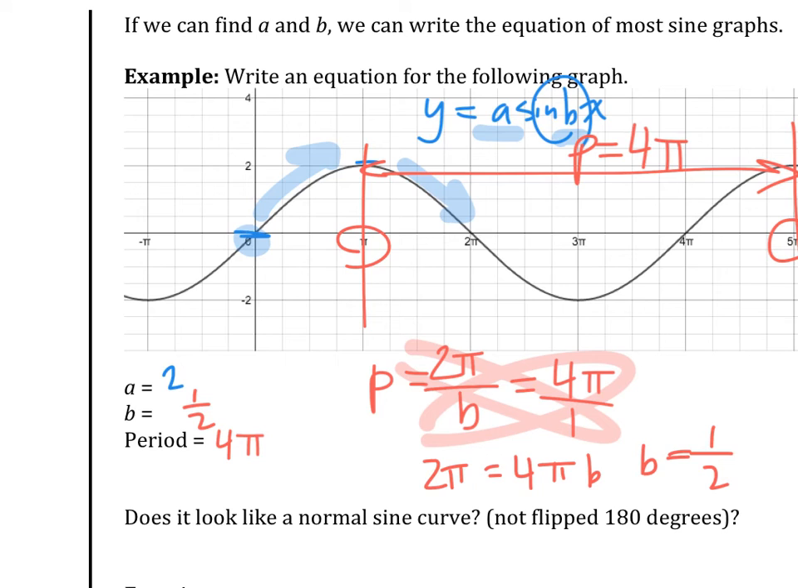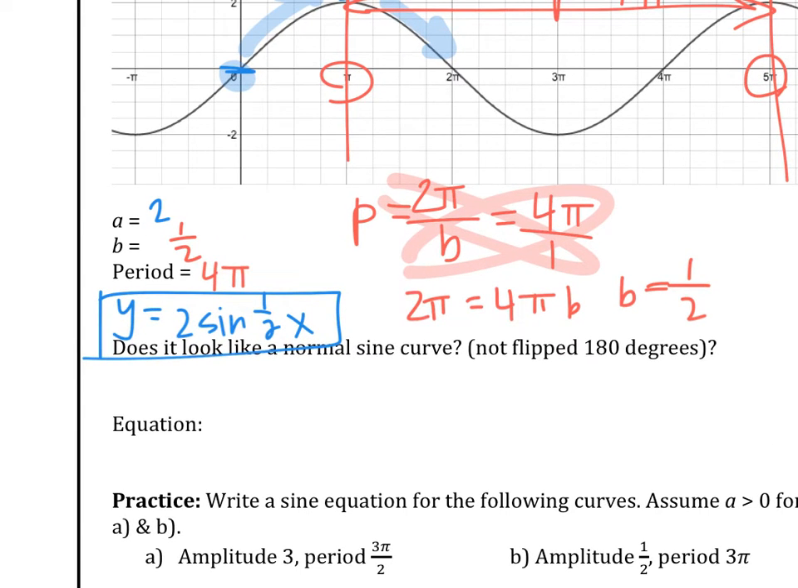The last thing you want to do is just double check. Is this sine graph going in the right direction? Does it go up and then down? Or sometimes it will go down and then up. If it goes down and then up, that means there is a reflection. But there isn't. So this equation is y equals 2 sine 1/2 x. Oh, I should probably write it here instead.